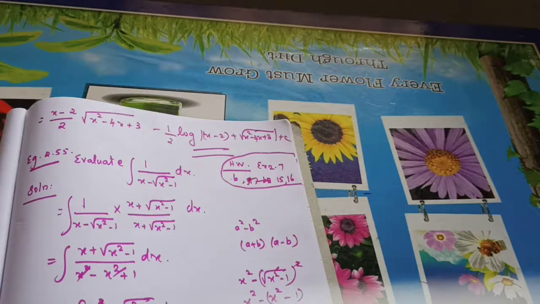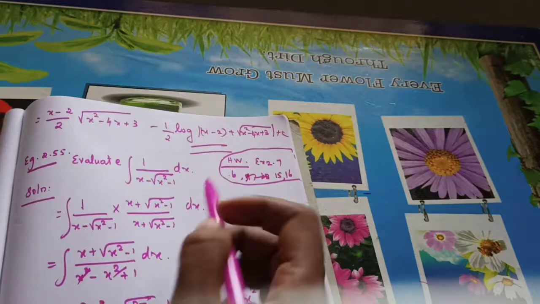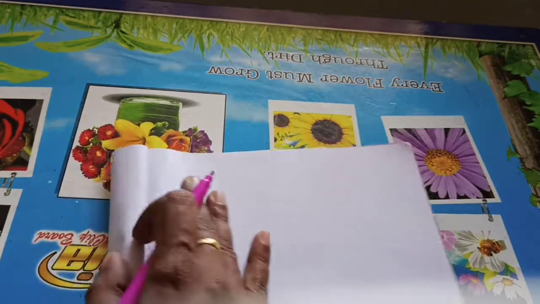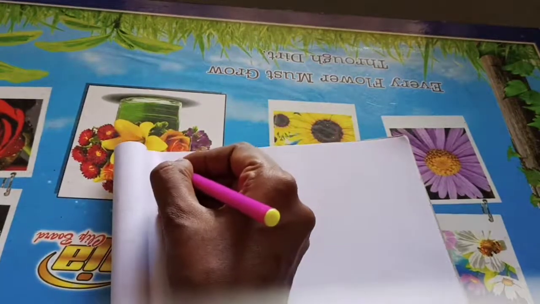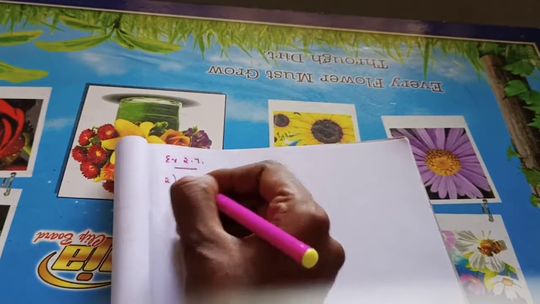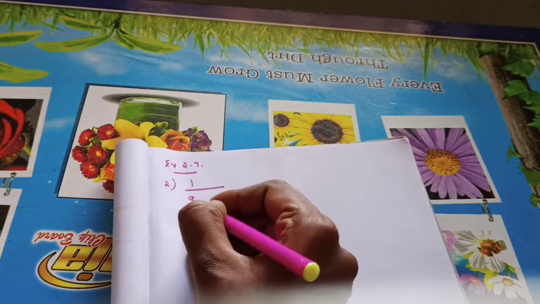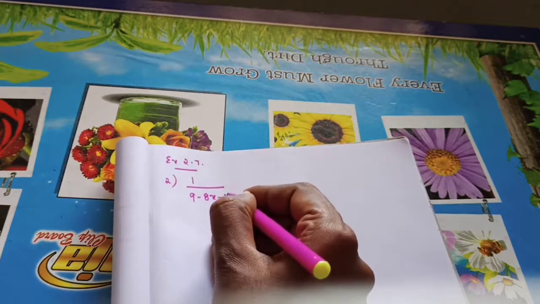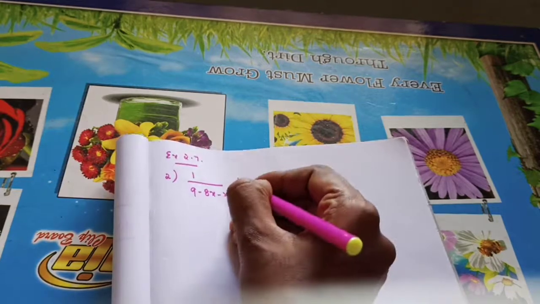Now we need to do something. What are the questions remaining? Problem numbers 1, 4, 5, 6, 9, 10, 15, 16 are all the problems I gave as homework. So the remaining we will do in the class. Exercise 2.7, problem number 2: 1 by 9 minus 8x minus x square. We need to integrate.